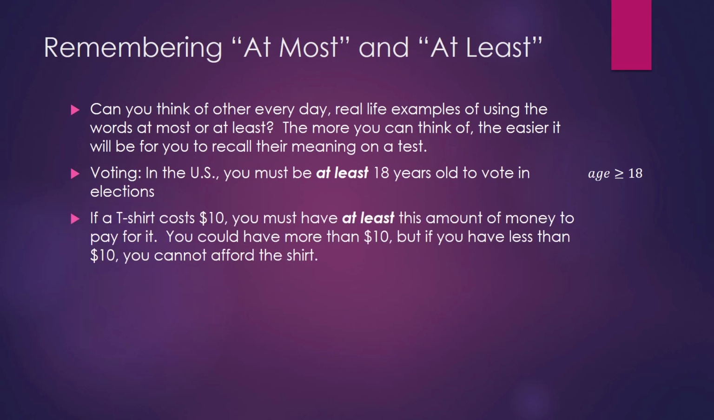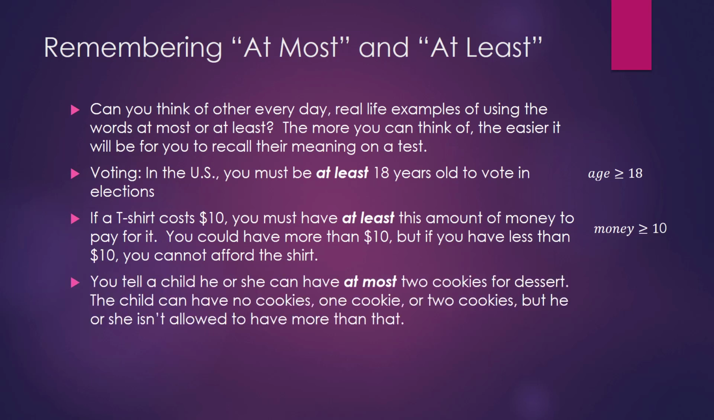If a t-shirt costs $10, you must have at least this amount of money to pay for it. You could have more than $10, but if you have less than $10, you cannot afford the shirt. Therefore, the amount of money you have must be greater than or equal to $10. You tell a child that he or she can have at most 2 cookies for dessert. The child could have no cookies, 1 cookie, or 2 cookies, but he or she is not allowed to have more than that. Therefore, the number of cookies must be less than or equal to 2.